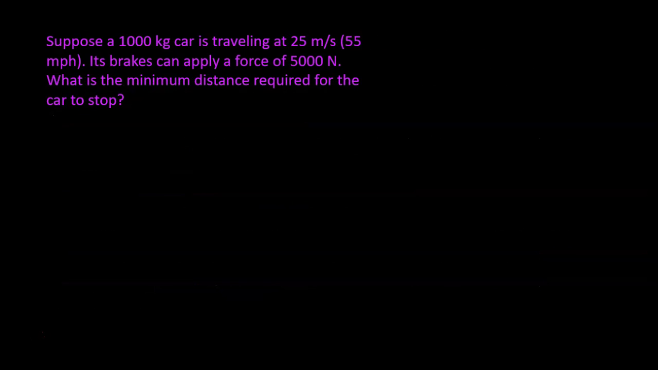We have a 1,000-kilogram car traveling at 25 meters per second. Its brakes can apply a 5,000 Newton force. What is the minimum distance required for the car to stop? So they've given us the force information and they're asking us to find the minimum stopping distance. Well, that's just another term for displacement. So this is the first type of problem. We know about the forces and we need to find out something about the motion.